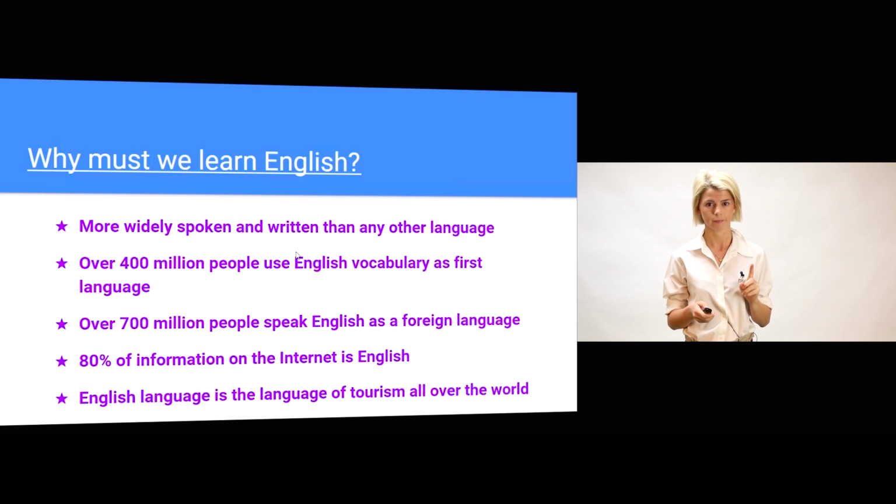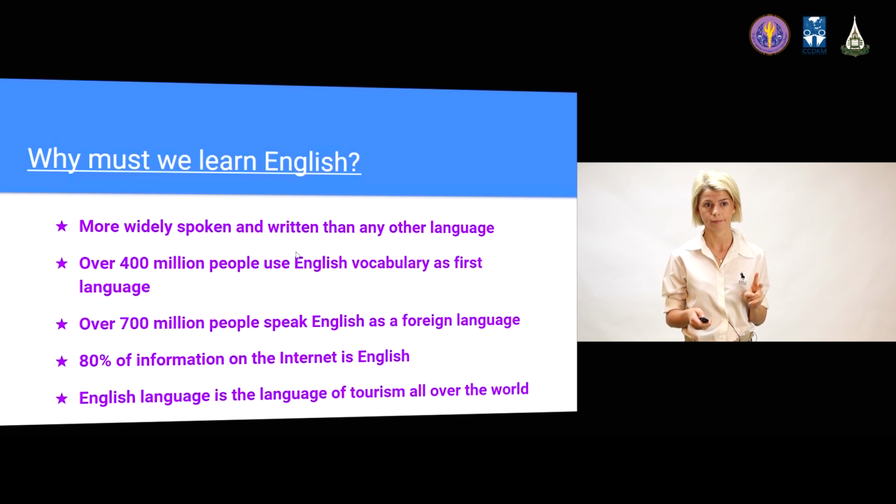Number 1. English is the most widely spoken and written language than any other language in the world. It is the number 1 form of communication in this world. Super important.